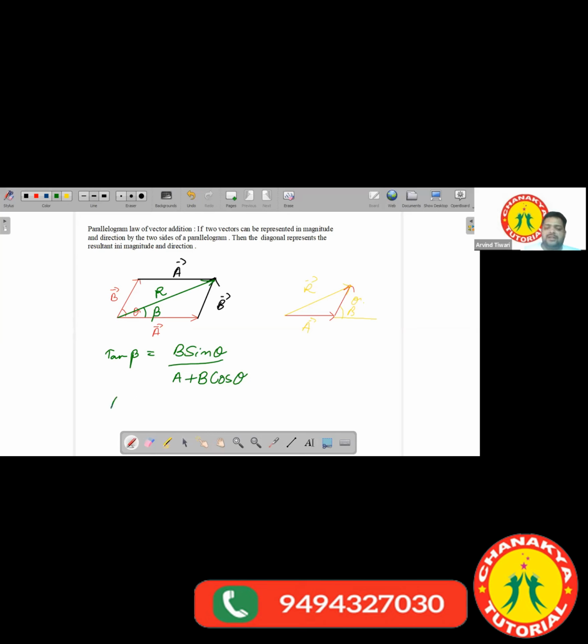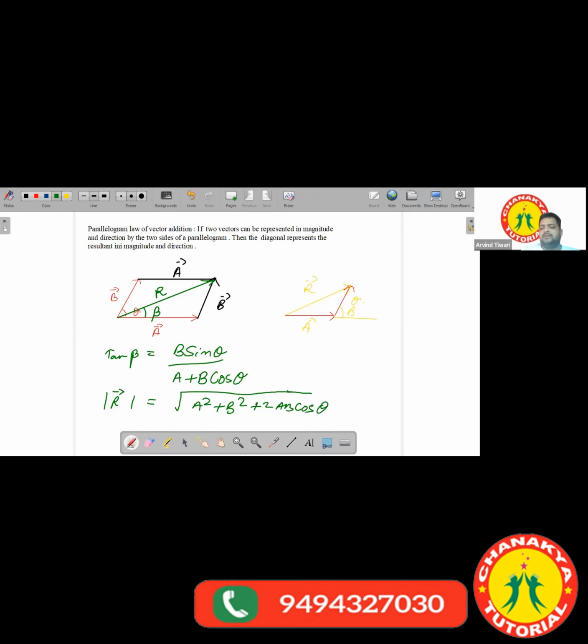Also we got the magnitude of the resultant, which can be obtained by the formula: under root of a squared plus b squared plus 2ab cos theta.